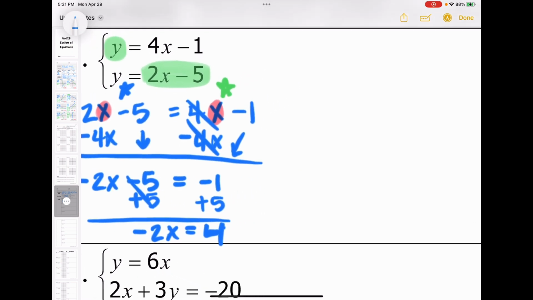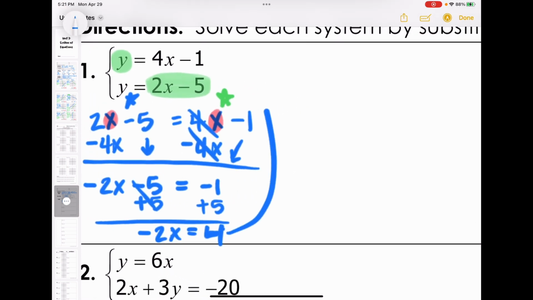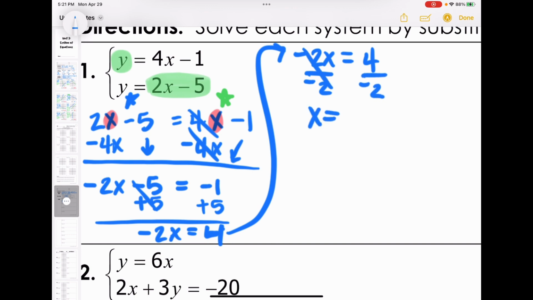All right, so I ran out of room, so I'm going to bring this up here. So negative 2x equals 4. My last step to solve for x is to get it by itself. So to move that negative 2, I divide by negative 2 on both sides. 4 divided by negative 2 is negative 2. All right, so we are done with step 2.